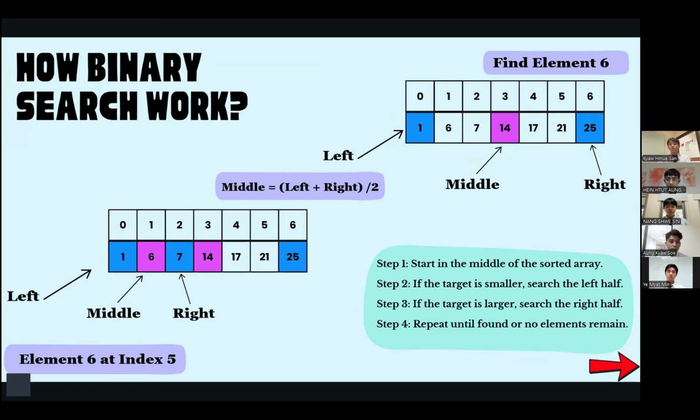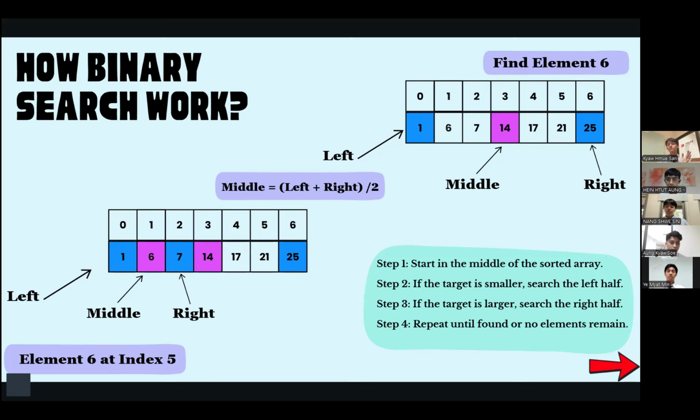So, we understand what binary search is. Let's see how this works. Binary search follows a step-by-step approach to efficiently locate an element in a sorted array. We start in the middle of the array and compare the middle element with the target value. If the element is the target, we are done. If the target is smaller, we discard the right half and search in the left half. If the target is larger, we discard the left half and search in the right half. We repeat this process until we find the element or confirm that it doesn't exist.